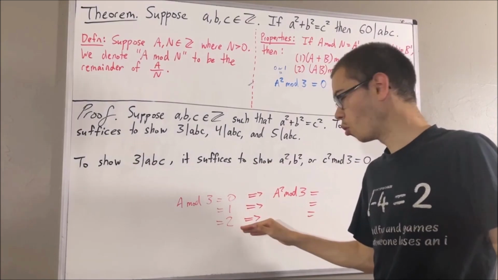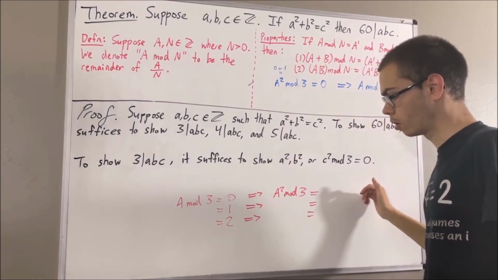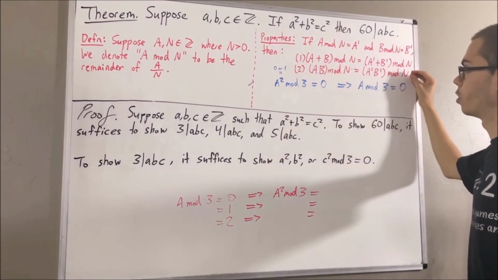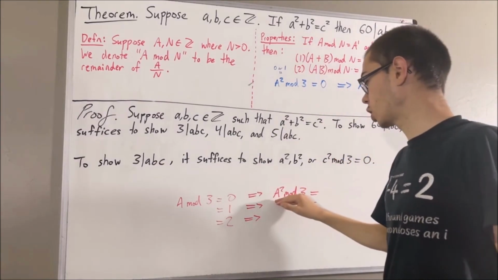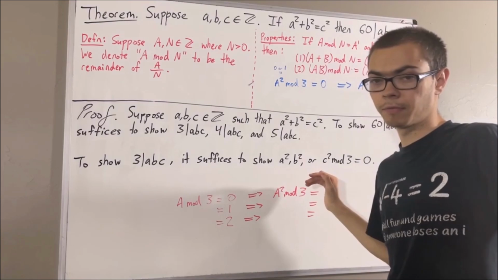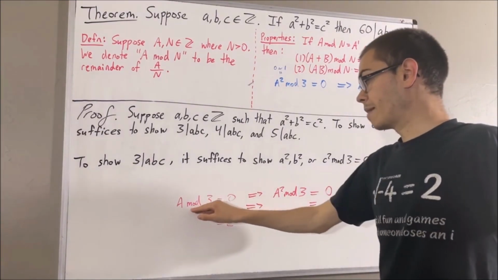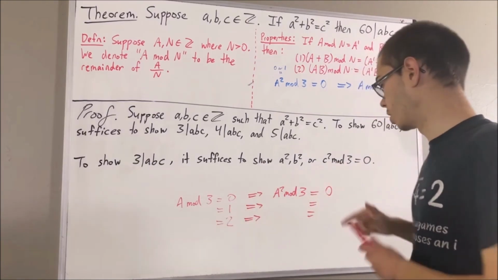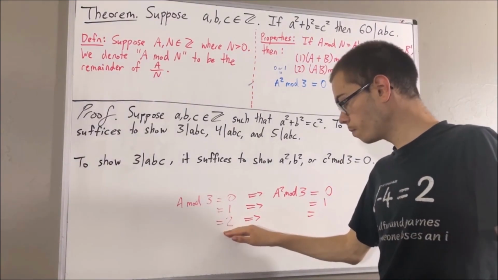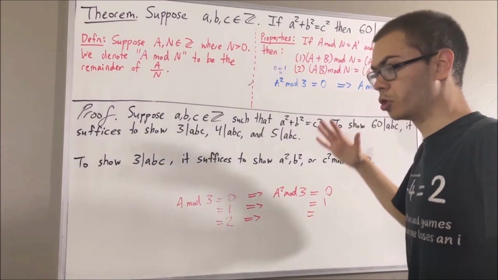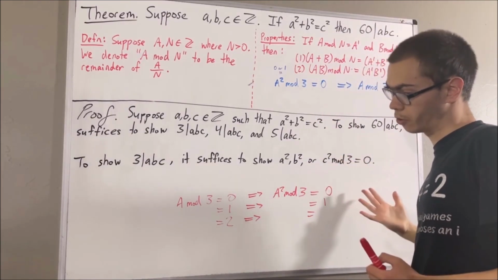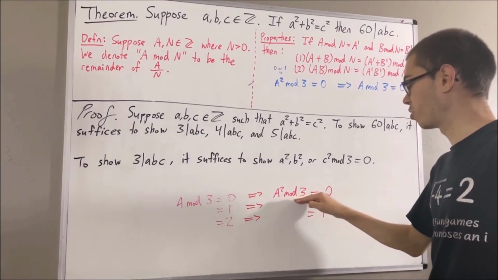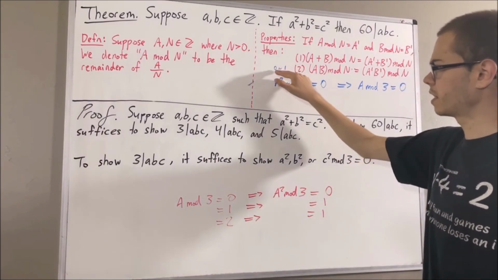But in each of these cases, what is a squared mod 3 going to be? Well, if a mod 3 equals 0, then by our second property regarding modular arithmetic, it follows that a squared mod 3 equals 0 squared mod 3, which is equal to 0. If a mod 3 equals 1, then a squared mod 3 is equal to 1 squared mod 3, which is equal to 1. If a mod 3 equals 2, then a squared mod 3 is equal to 2 squared mod 3, which is equal to 4 mod 3, and that's equal to 1. So we see, no matter which case we have, a squared mod 3 is equal to 0 or 1, which is exactly what we stated.